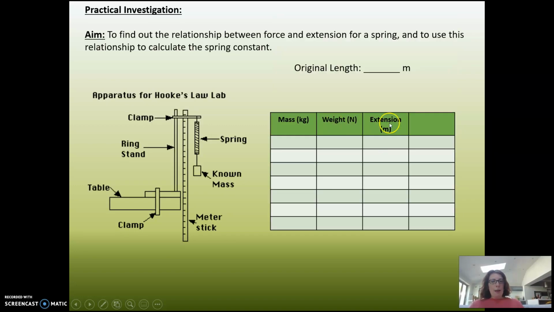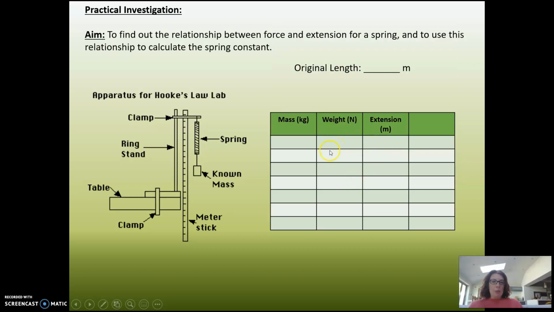You would then measure and record the extension, which is the difference between... we've added a mass here, so this length here would not be the extension. The extension would be the difference between this length here and the original length of the spring without anything on it. Okay, so that's the extension there.